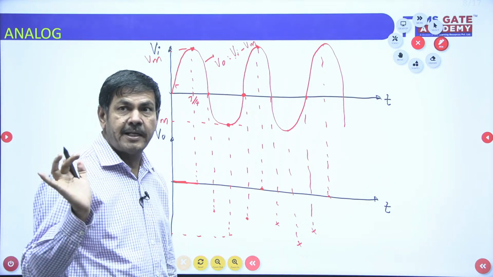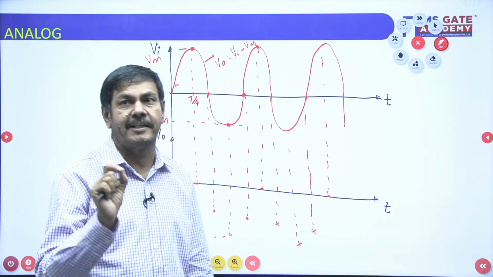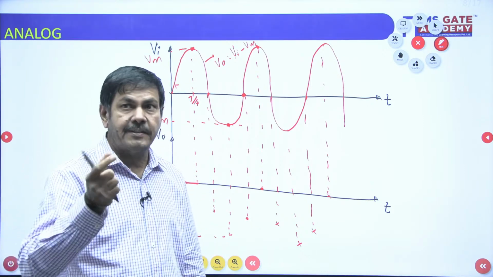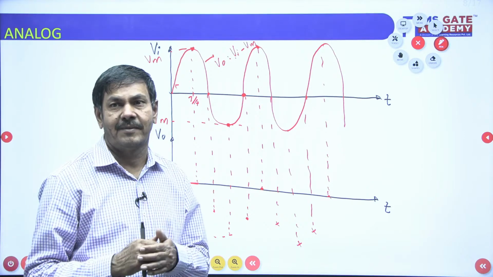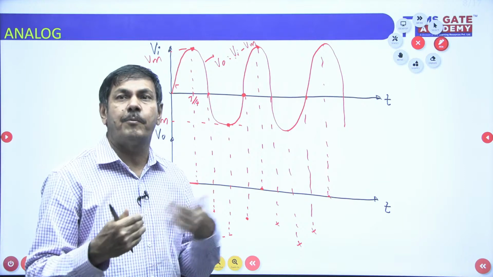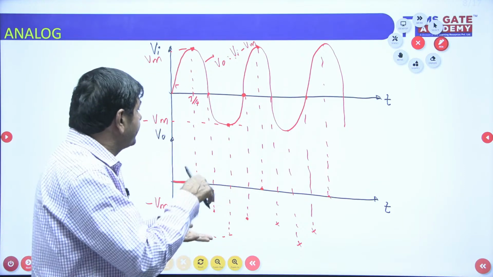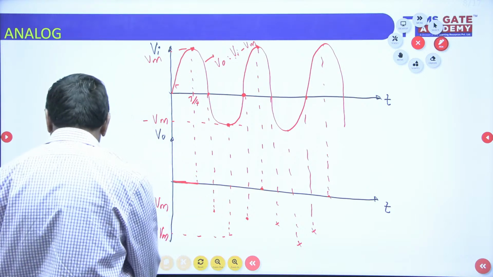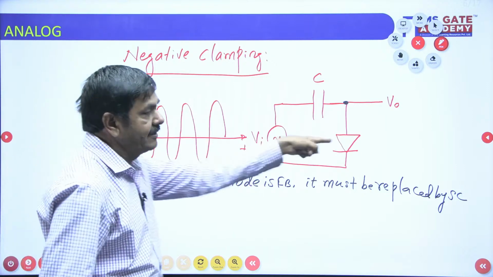Just now I explained, what is the clamping work? I explained at the very beginning. It is for shifting the input waveform to the reference level. That reference level may be positive or negative. Here, this will be shifted. How the diode connection is made, please watch once.